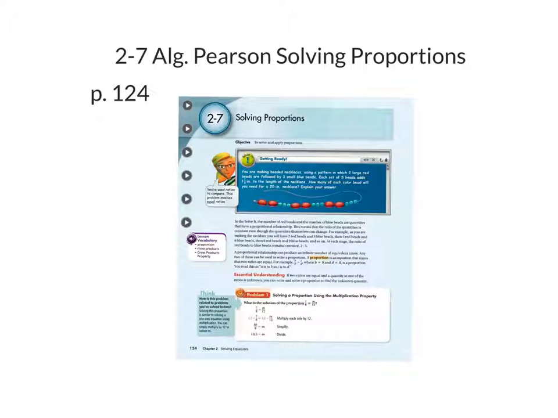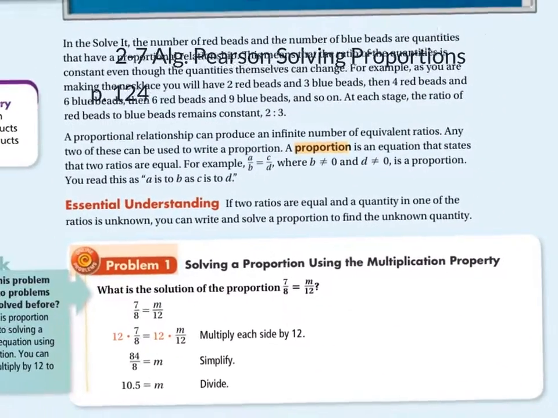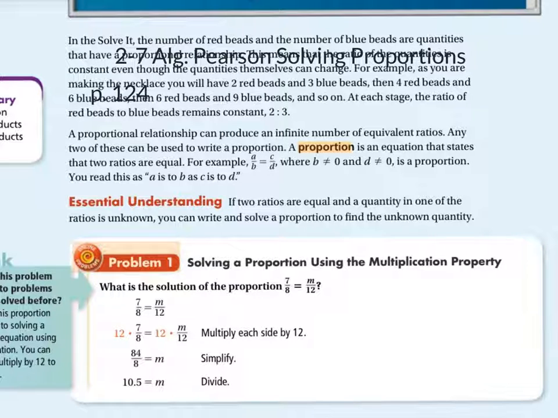Page 124, lesson 2.7 is on solving proportions. So we've talked about proportions before. Like the book says here, basically a proportion is an equation that states two ratios are equal. So an example, we could have 1/3 equals 2/6. The book gives an example with letters, sometimes with numbers. Maybe it's easier for you to understand what's going on.